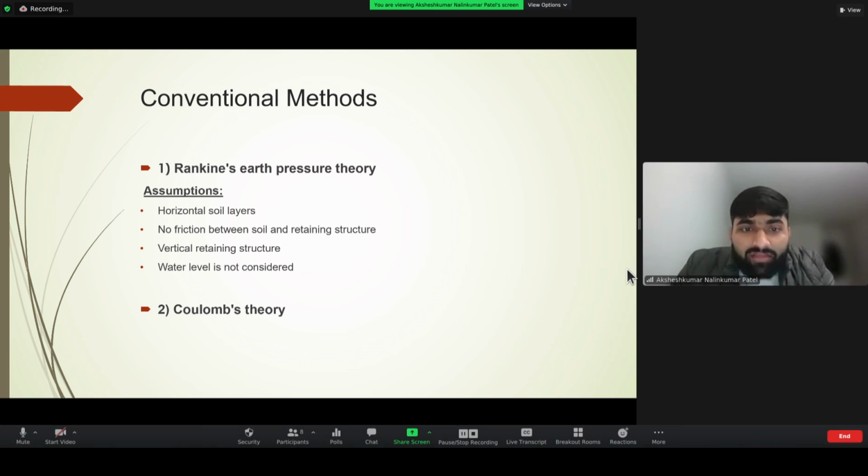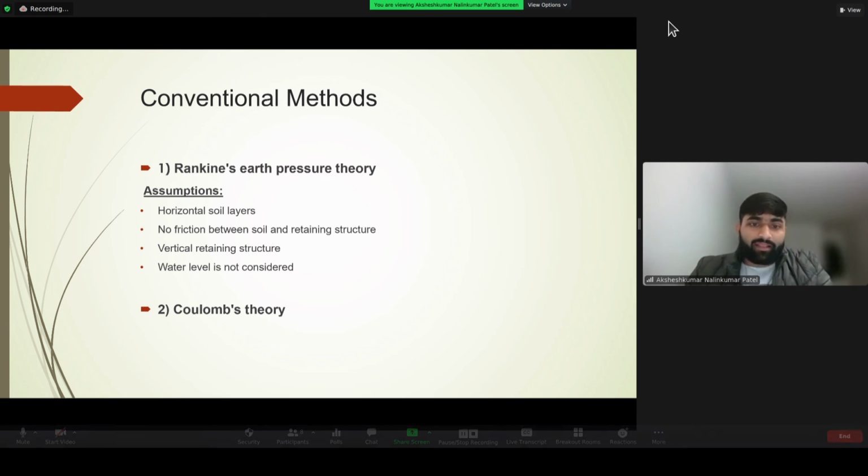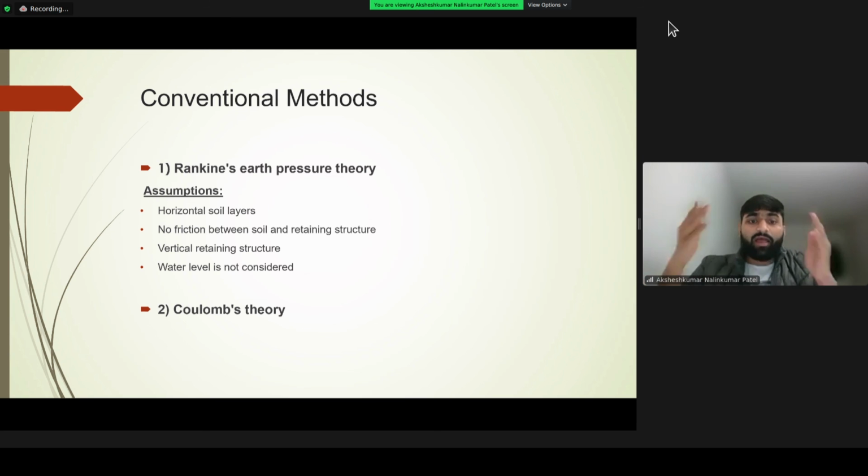So we always assume that the soil layer is horizontal and there is no friction between the soil and the retaining structure, and the structure that retains the soil should be vertical only. If it is tilted or has some slope, it can't work there. And the other thing is the water table is not considered, so there is no space for gamma saturated or gamma w. And the other thing is the Coulomb theory.